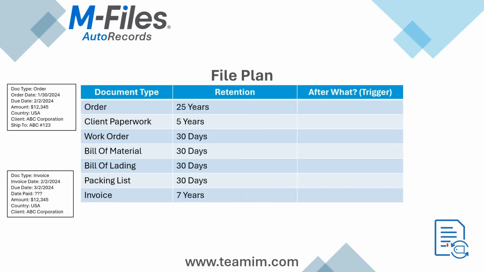As we transition to a modern electronic records management, our file plan needs to expand to use additional information. For each document, we have to know the retention period, but we also have to know when we should start calculating that retention. Records managers often call this the trigger criteria. What triggers the retention to start?